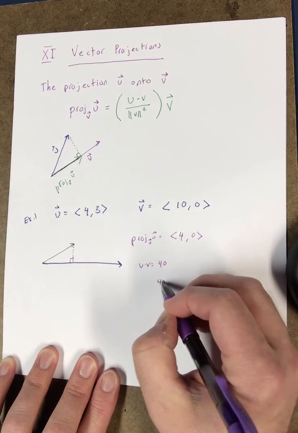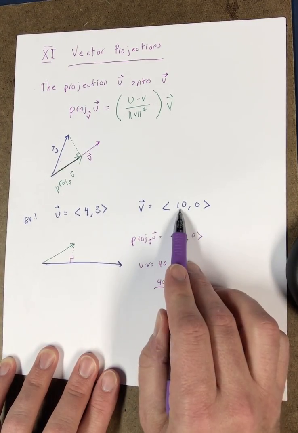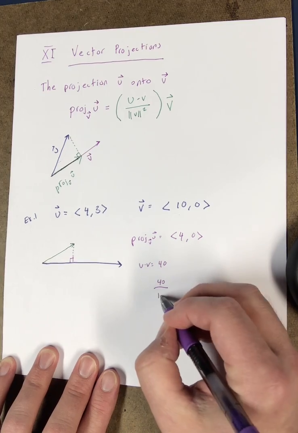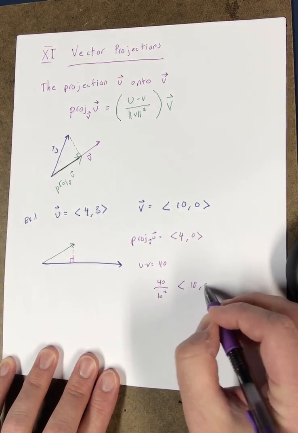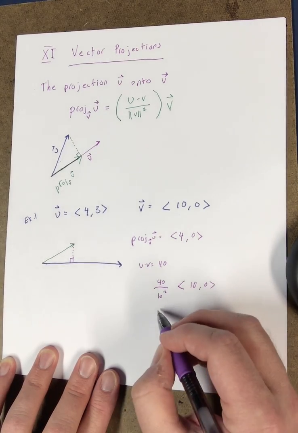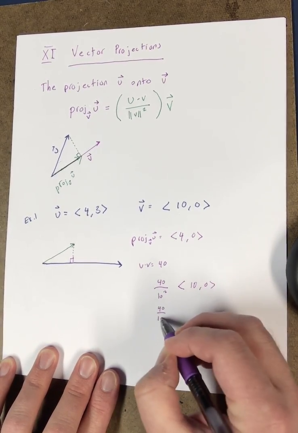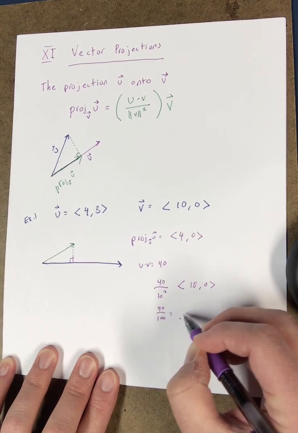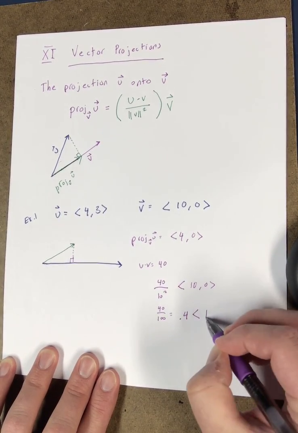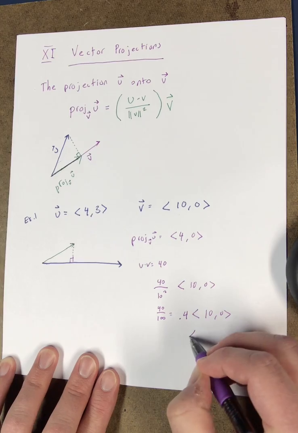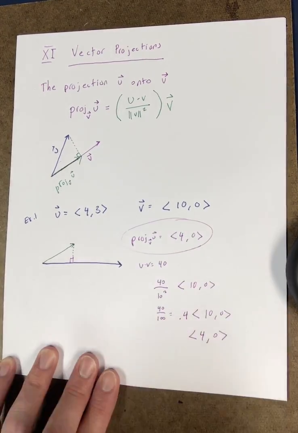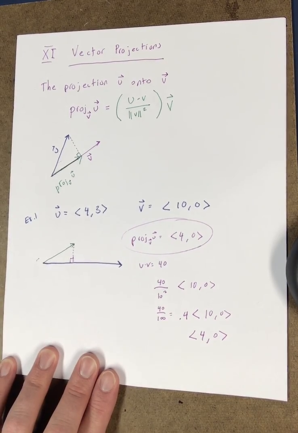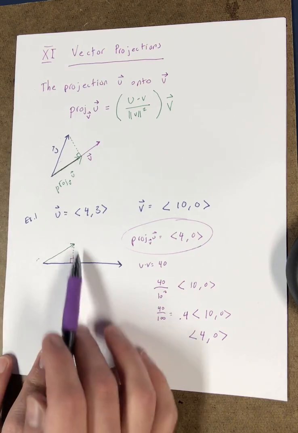The magnitude of vector v is just going to be 10, so divided by 10 squared, times vector v, (10, 0). So this is 40 over 100, which is 0.4. So it's 0.4 times the vector (10, 0), which gets us (4, 0), which we already knew was going to be the case, because in a straight horizontal line situation, it is just going to be the x component of u, since that is what is projected.